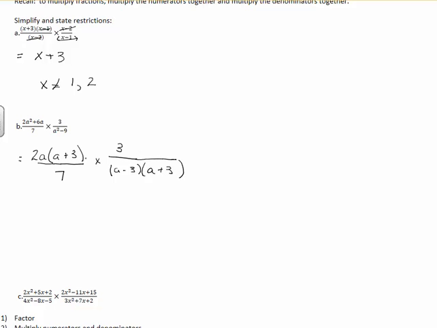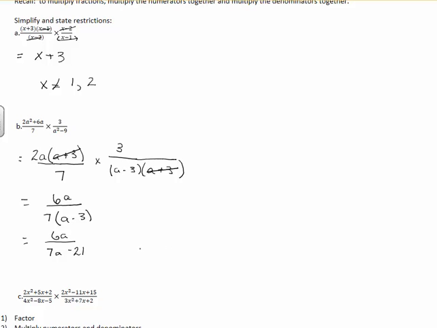So now here I can look to see if anything can cancel out. And our a plus 3, those both cancel out. Now I can multiply numerator by numerator. So 2a multiplied by 3 gives me 6a. And our 7, let's just write it as an extra step that you don't necessarily need, is going to multiply by a minus 3. So in this step here, we need to do distributive property. So this will leave us with 7a minus 21.